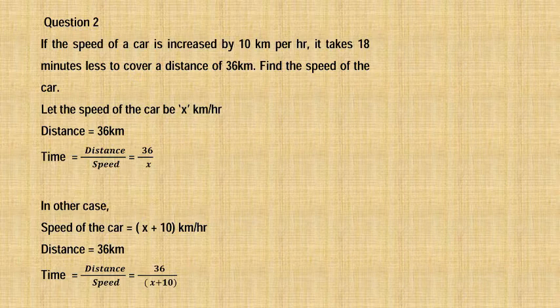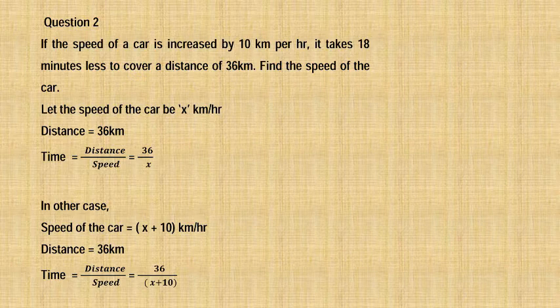Distance is 36 kilometer. So time taken by car will be equal to distance by speed, that is 36 by x, which we call the original time taken by the car. Keep that aside. Now the condition says that if the speed of the car is increased by 10 kilometer per hour, we had assumed speed as x. Now it is increased by 10 kilometer per hour. So speed of the car in the other case will be equal to x plus 10 kilometer per hour. Distance is same, 36 kilometer.